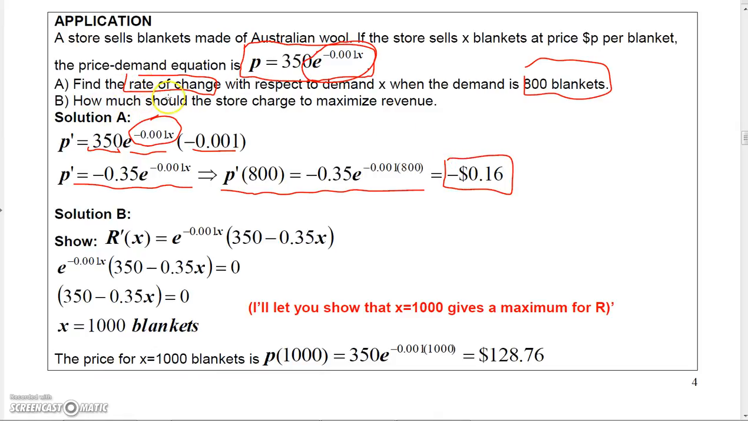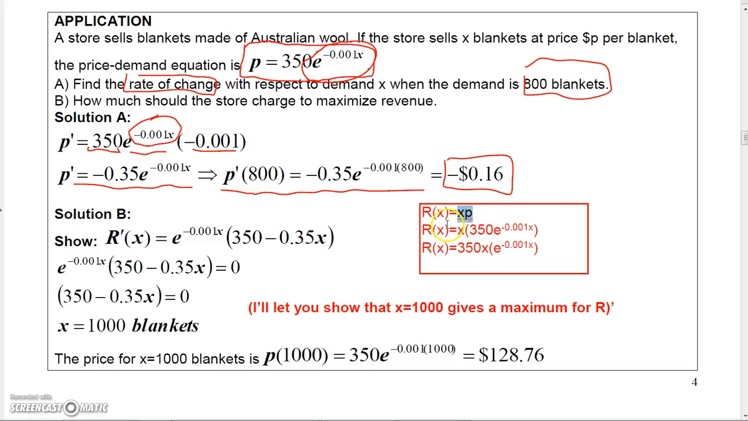The second question says, how much should the store charge to maximize revenue? Well, remember, revenue is x times p. So let me give that to you because I didn't give that to you just yet. Revenue is x times price. We know price is 350 times e to the negative 0.001x. So if I rearrange this product, it's 350x times this, and since we want to maximize this function, you can use the product rule to find the derivative of this.